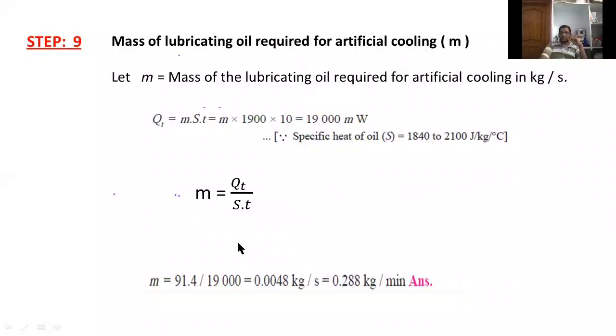So the final answer for the mass of lubricating oil required for artificial cooling, M, equals 0.288 kg per minute. This is the final answer for the question.